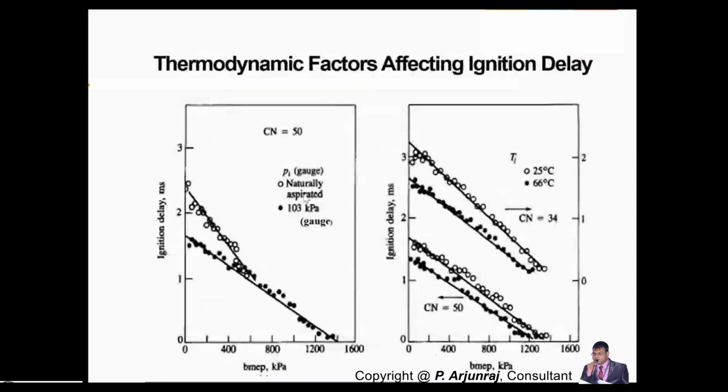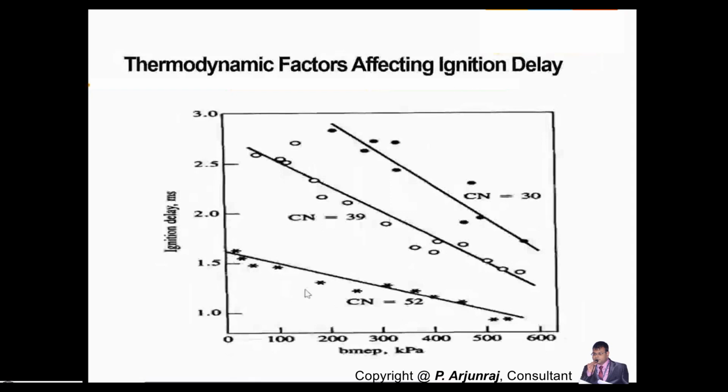This is for a naturally aspirated engine at a pressure of 103 kilopascal. So how does the ignition delay vary? As the brake mean effective pressure of the engine increases, the ignition delay is also going to be less. Even at high RPM, when the engine is running at high RPM, you get high brake mean effective pressure, and the delay period is also going to be lower.